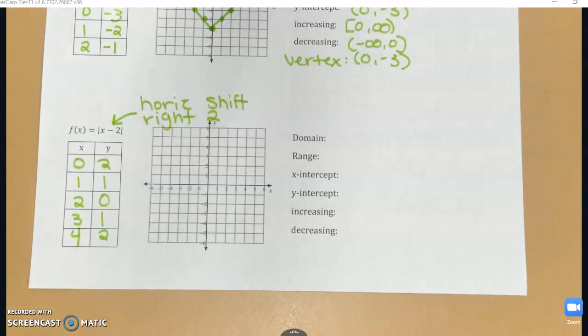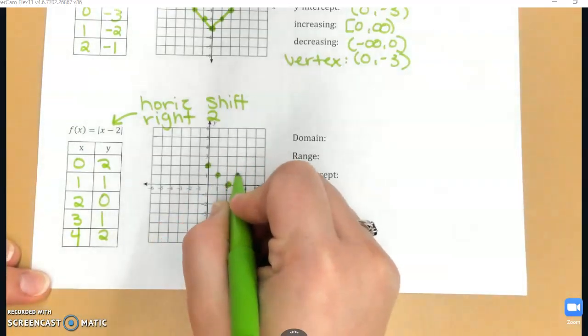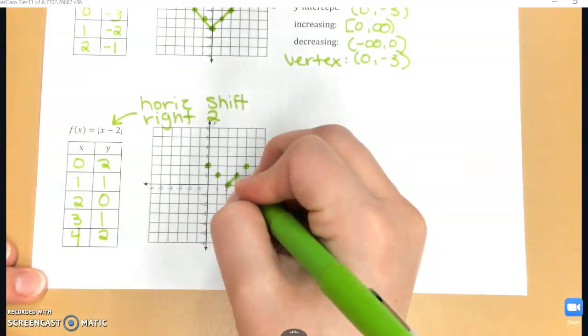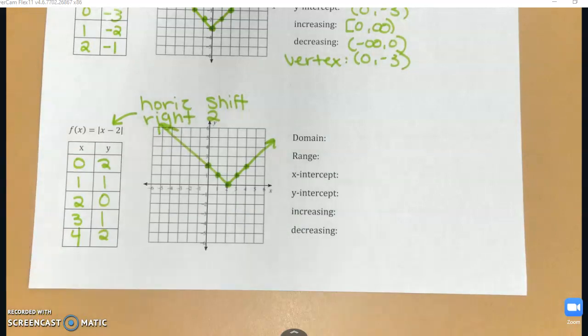And again, how can I check to make sure I have done this correctly? Pick any value. Let's go with 4. Plug it into my function. 4 minus 2 is 2. The absolute value of 2 is, in fact, 2. And you can do that for all 5 coordinates to make sure you have correctly identified them.